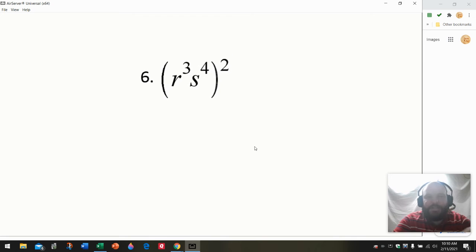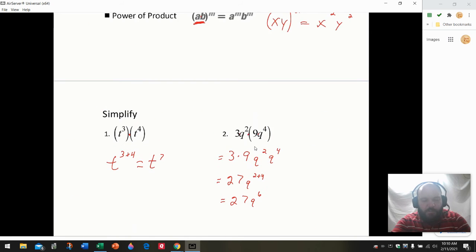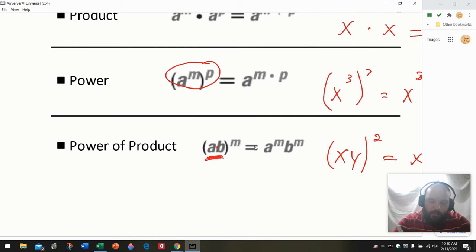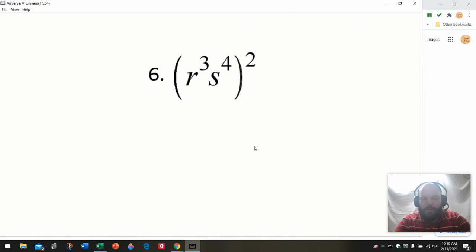Number 6 is in a similar fashion. However, we actually have to utilize two properties. We're going to utilize both of these properties. The reason being is, yes, we have a power to a power, but we also have multiple things inside the parentheses. And what the power of a product property tells us is that if there are multiple things inside the parentheses, as long as they're separated by multiplication, you can put each of those bases to the m power. So that's what we're going to do. Now, they each have an existing power. You have to multiply the powers together. So it's a combination of the power property as well as the power of a product property. So let's take a look at this.